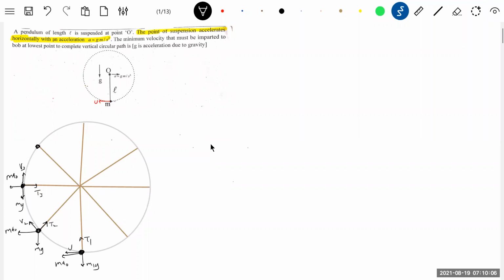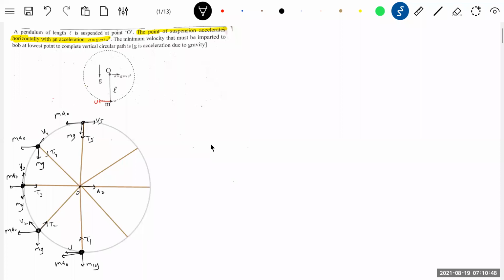Next I have another one. Here ma0, because the point of suspension is accelerating. You can see here, no mg. What about tension here? As the component of pseudo force will act in the direction, not possible. So here T, phi. So there is a possibility the string tension can be zero and the weight can take it.